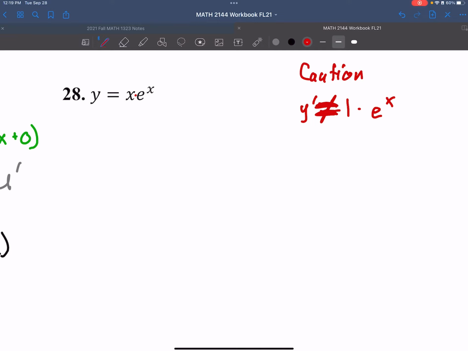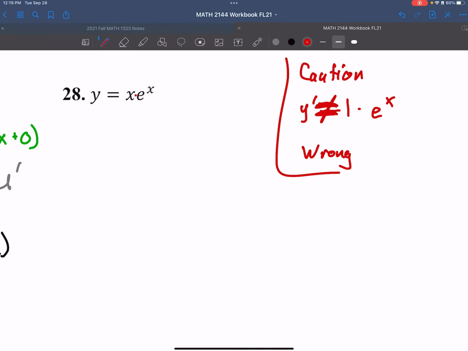Why might you do that? What's the derivative of x? 1. What's the derivative of e to the x? So you might, and again, if the test is multiple choice, I haven't written this year's version of the test yet, this would probably be one of the distractors. So this is wrong.